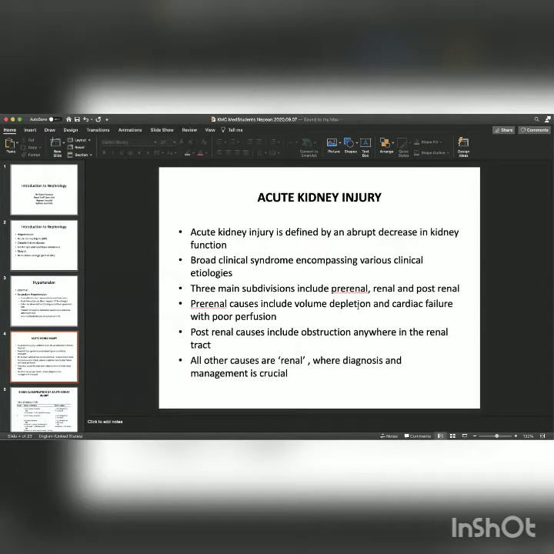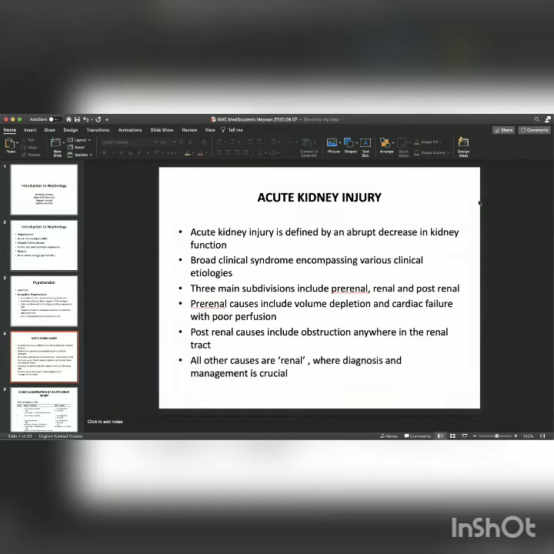Now, the chunk of the discussion I'll stick to is acute kidney injury, because acute kidney injury is extremely important for you. As a doctor working in the emergency and accident department, or in any other rotation, like general medicine, surgery, or obstetrics and gynecology, you'll find that acute kidney injury is a very common thing that happens to patients admitted to the hospital for a number of reasons, and it can also be the reason for presentation to the hospital. So what is the definition of acute kidney injury?